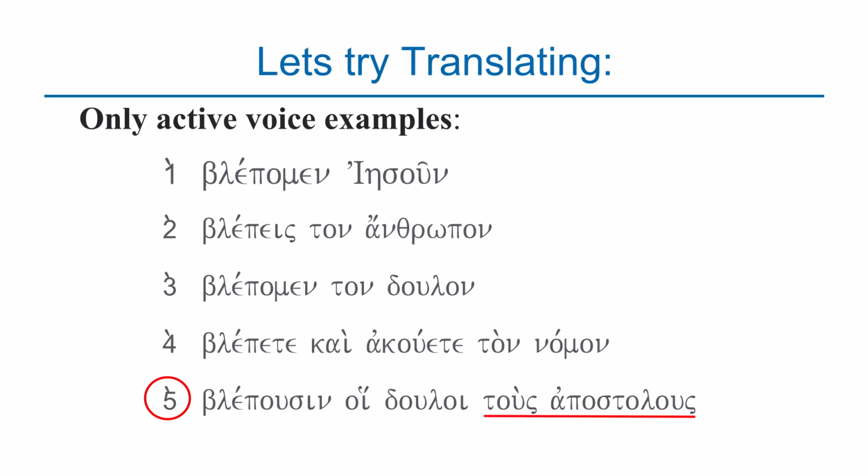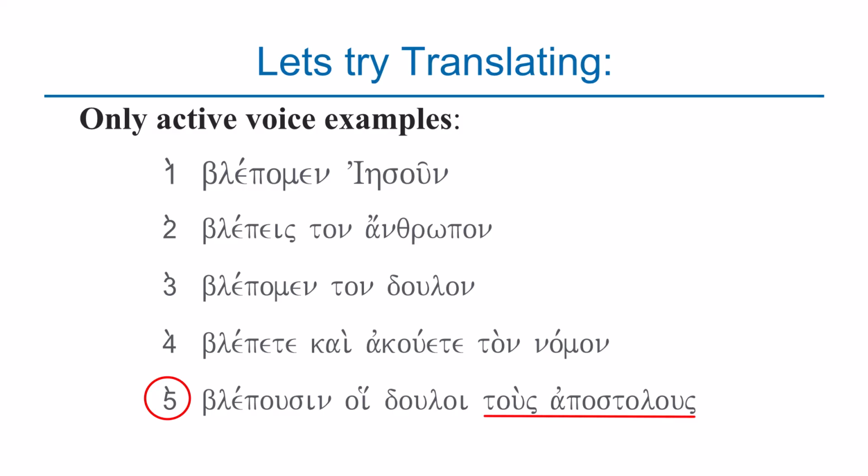Tous apostolus. When you check the paradigm for the definite article, tous is a definite article. It means the word "the," so you translate it as "the." Apostolus is coming from the word apostolos, and apostolos means an apostle.